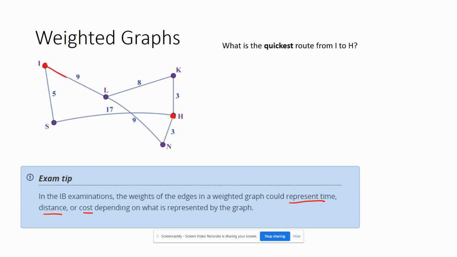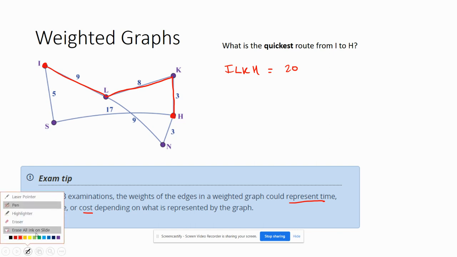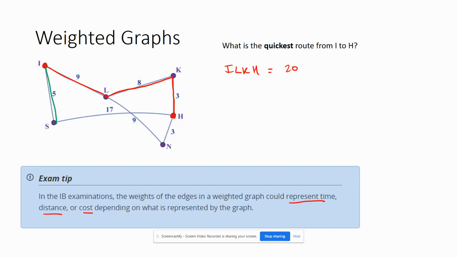We could go this way from I to L, and then we could go to K, and then go to H. So we'd write that I, L, K, H, and add all those up. 9 plus 8 plus 3 is 20. And we want to try to get the shortest route. So what's another way we could go? We could go down here to S, and then we could jump all the way across to H. So I, S, H, but that would be 5 plus 17.